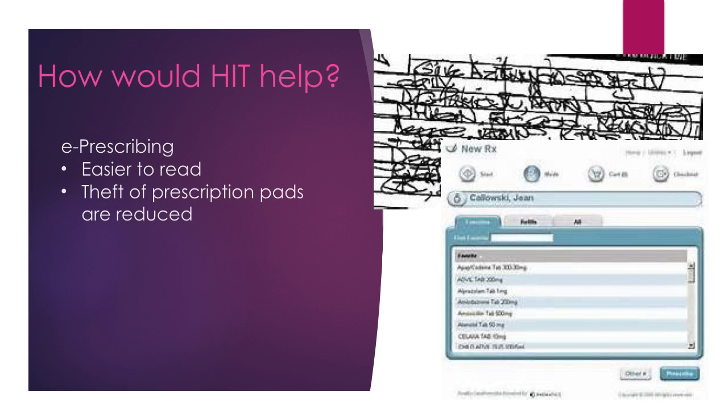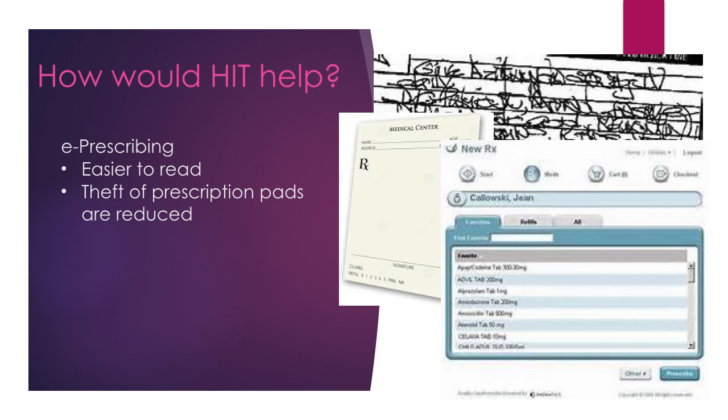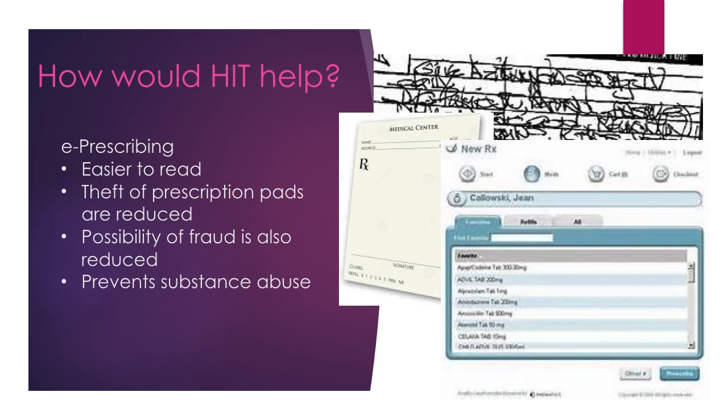The use of e-prescribing also requires healthcare providers to check an online registry that lists all controlled substances recently prescribed to a patient so doctors can spot a history of abuse. Another benefit is that the theft of prescription pads for the illegal acquisition of controlled substances would also be reduced.